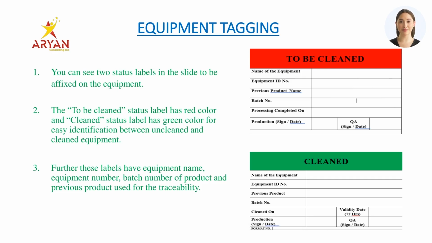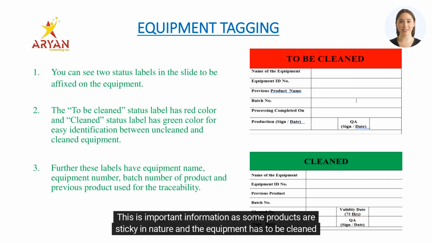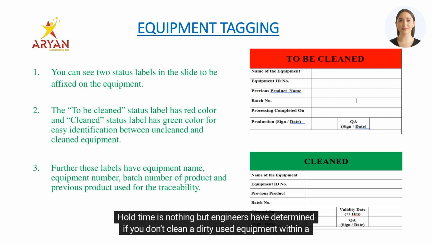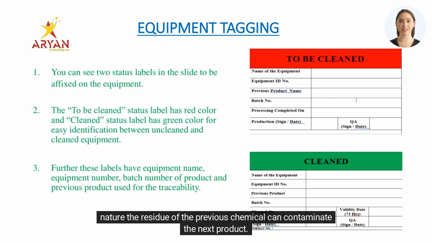The to be cleaned tag has a status label which consists of information such as processing completed on, date and time both. This is important information as some products are sticky in nature and the equipment has to be cleaned within its dirty equipment hold time. Hold time is nothing but engineers have determined if you don't clean a dirty, used equipment within a time period, the cleaning done after that would leave some residue of the chemicals due to their sticky nature. The residue of the previous chemical can contaminate the next product. Therefore, the cleaning has to be completed within the hold time.